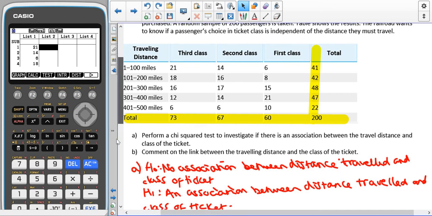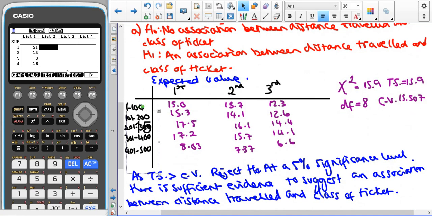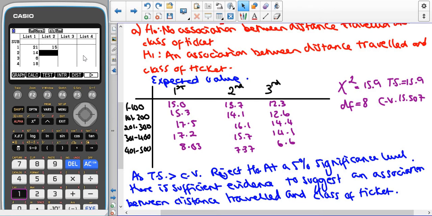Then my expected values going to list 2. That's this table here. Again, going across from the top. 15, 13.7, 12.3, 15.3, 14.1, 12.6, 17.5, 16.1, 14.4, 17.2, 15.7, 14.1, 8.03, 7.37 and 6.6.